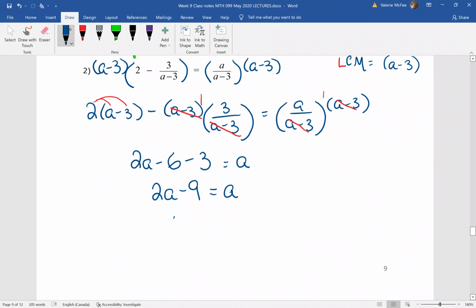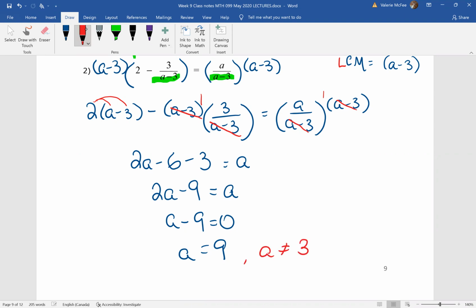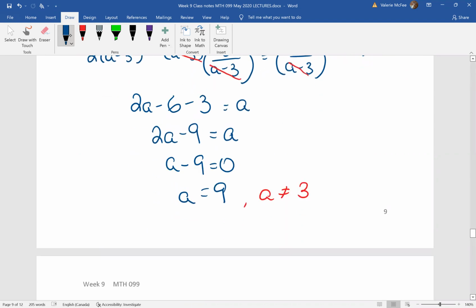Subtract a from both sides. Add 9 to both sides. And then we have to check for restrictions. We have to look at the denominator. The denominator cannot equal 0. That tells me that a cannot equal 3. But a doesn't equal 3. It equals 9. So this is fine. We have a solution for this equation.